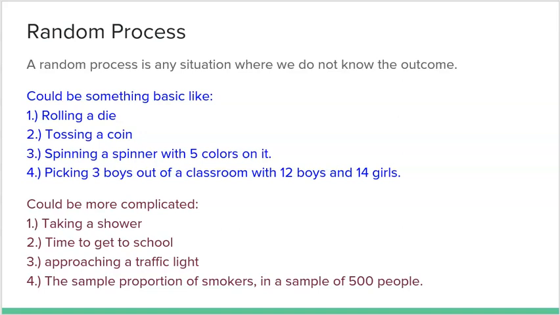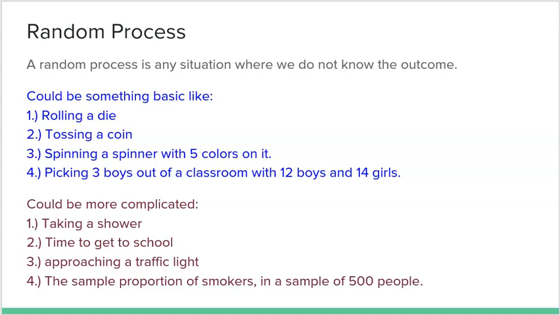And if it wasn't for that, if everything was predictable, if we knew what everything was, if there was no variation in our lives, then we really wouldn't need probability because we would already know the answer to everything before it happened. But that's not the world we live in. So probability all begins with understanding a random process.